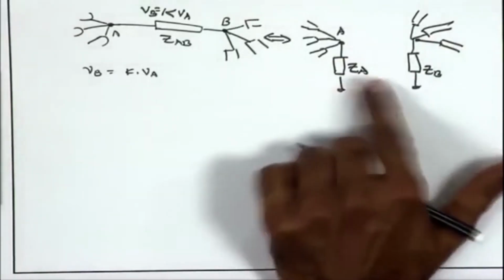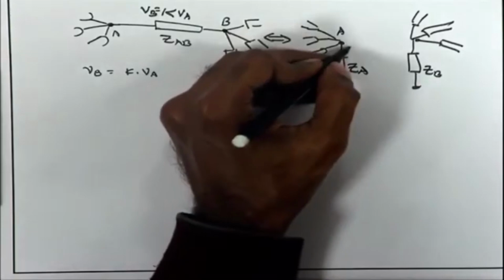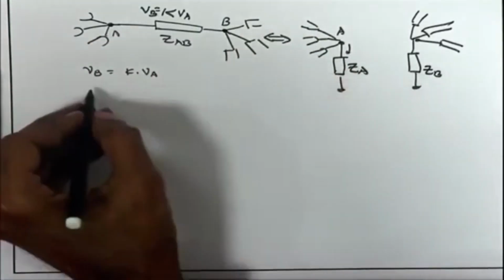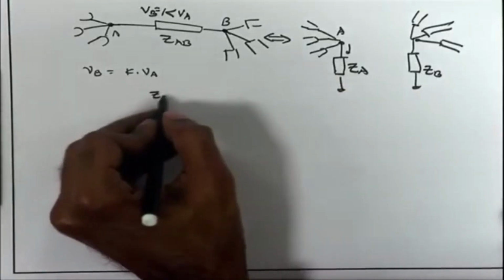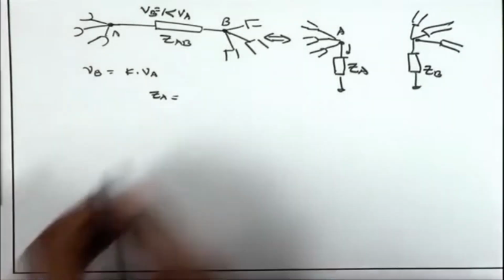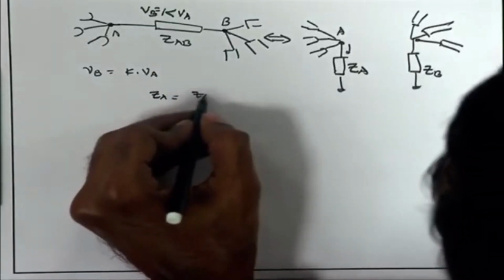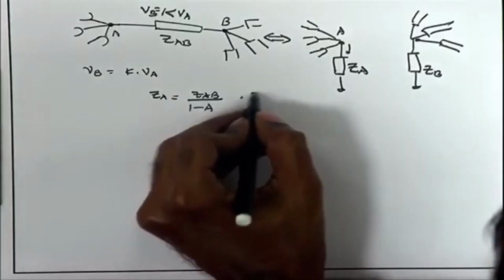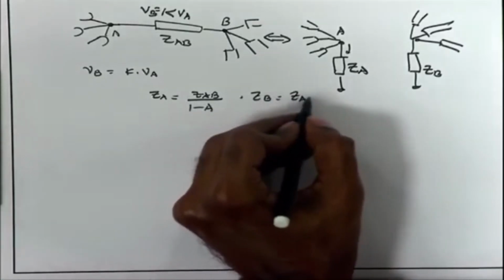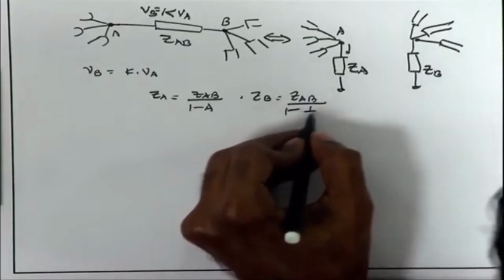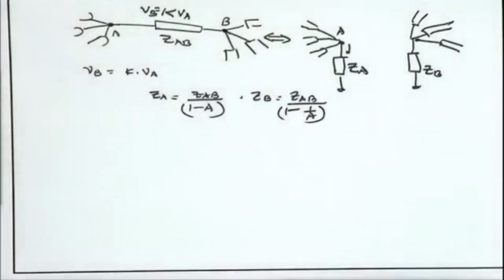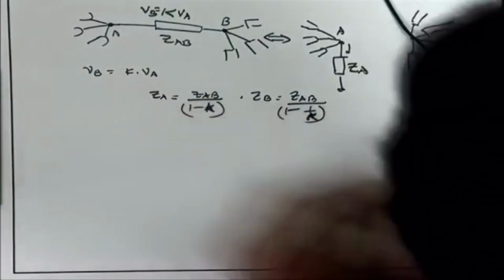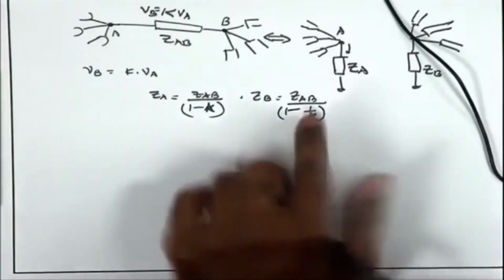And the way we prove the values, we derive the values, is just by equating the KCL. The KCL at node A should remain the same as the KCL in this case, and it can be shown that Z A is going to be equal to Z AB upon 1 minus K. Likewise, Z B is going to be Z AB upon 1 minus 1 upon K. I have used the term K, so it is really K, that is the voltage gain from A to B.